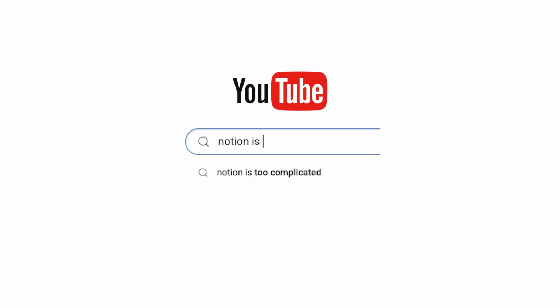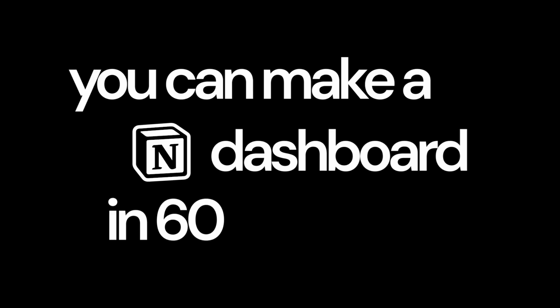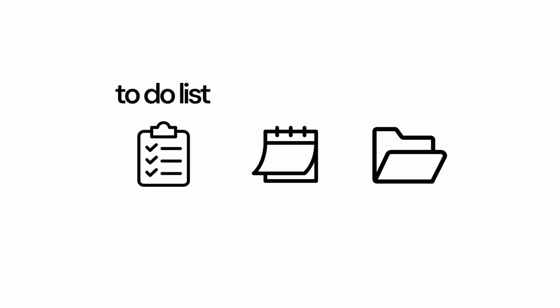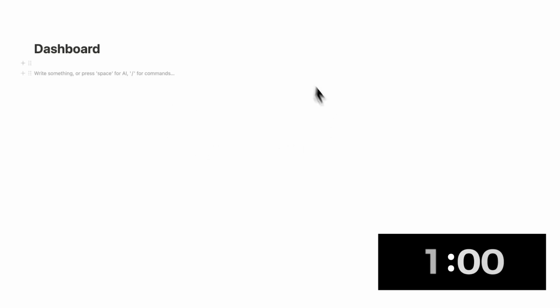Notion is too complicated. That is what a lot of people think. But that's simply not true. You can make a Notion dashboard in 60 seconds with a to-do list, a calendar, and a project management system. Again, in only 60 seconds from scratch. All right, so here's our empty dashboard.